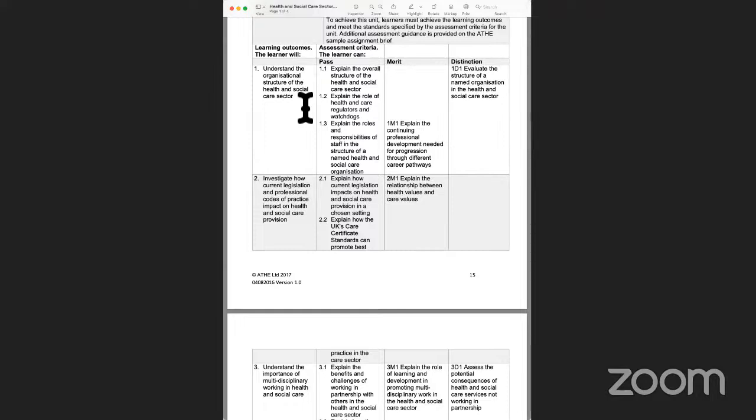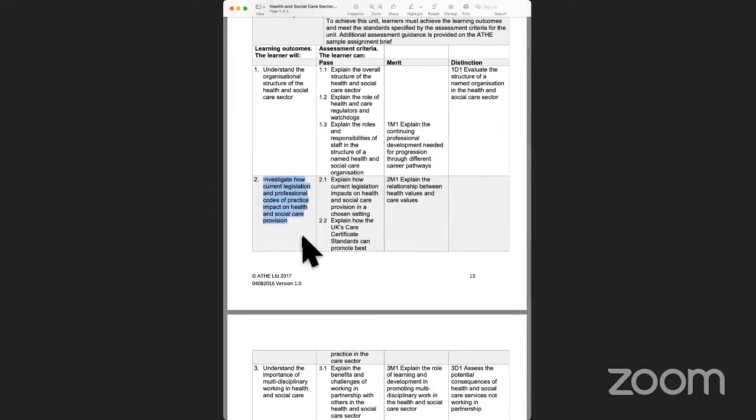Now, in the second learning outcome, what we are going to be focusing on today is investigating how current legislation and professional codes of practice help in the regulation and delivery of quality health and social care services, if I may rephrase that, with the person-centered approach and integrated care approach set in mind, and then the delivery of these services to members of the public.